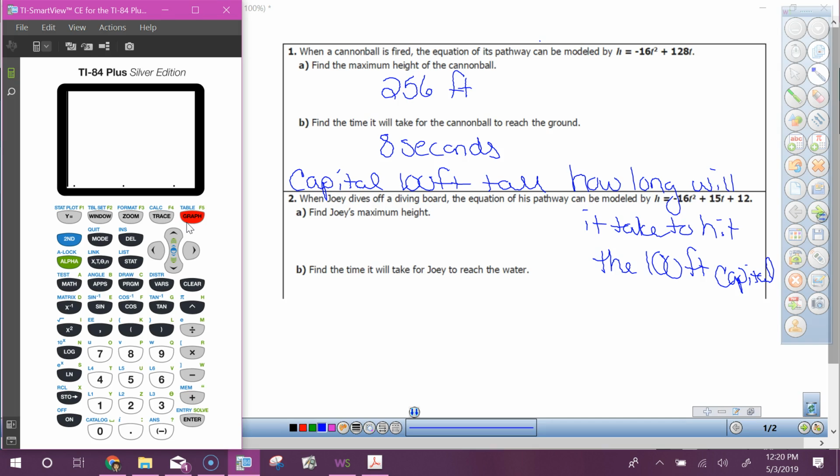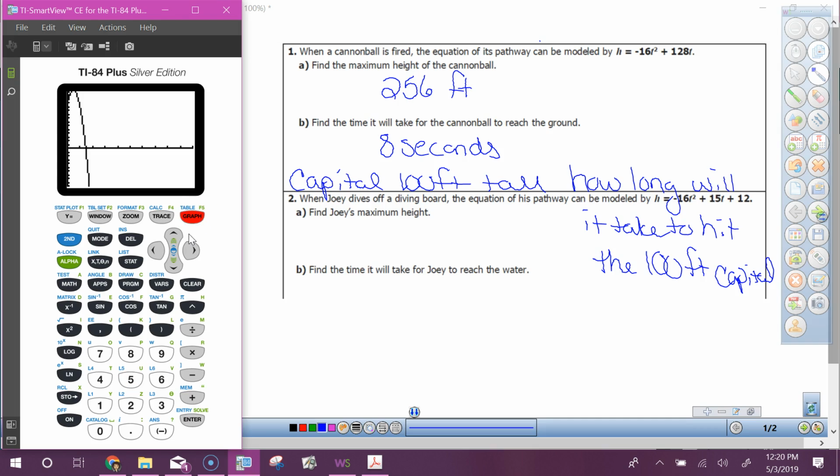So what do you suppose I should do? Zoom out. No! Hit window. And then we've got a picture of what your window should look like. This should be 0. This should be 10. This should be negative 10. Okay, so let's think about this. We're diving off a diving board. 15? Okay, so let's put 15 in there.